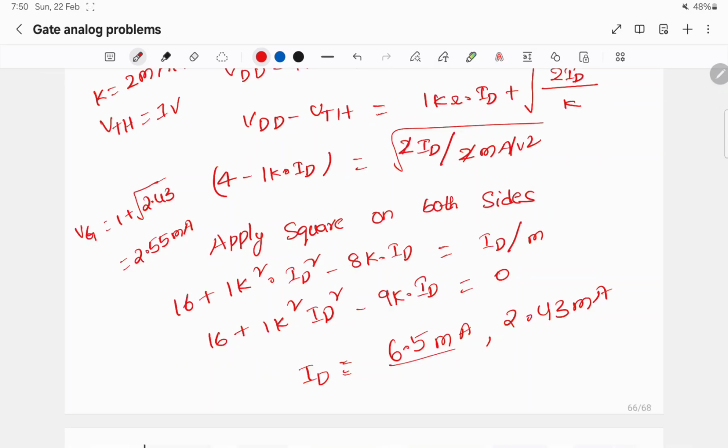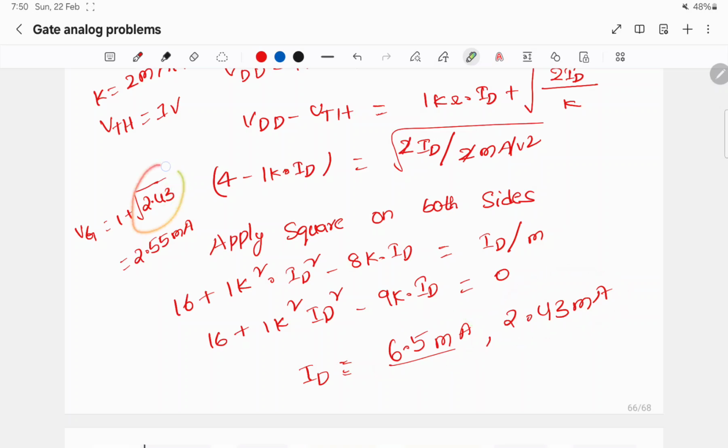So earlier I had written the equation wrong. If we look carefully, it is 4 minus 1K into ID, squared, 16, 1K square into ID square, minus 8K into ID. Here 2 will get cancelled. It will be ID by 1 milli, that is 1K times of ID. This is 1K times of ID. When it comes to the left hand side, it will become minus 9K times of ID. Now if we solve, we will get two solutions, 6.5 milli and 2.43 milli.